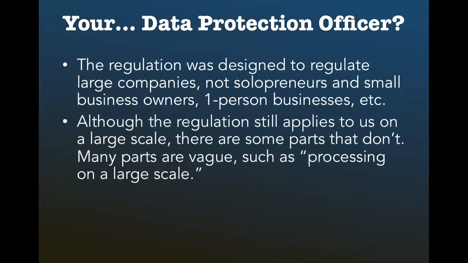So although the regulation does apply to us on a large scale, there are some parts that just don't, like the data protection officer. And many parts are vague, such as processing on a large scale, which is mentioned. Those words are mentioned verbatim in that article for the data protection officer. But that doesn't mean anything. There is no definition there. There is no refinement of what is a large scale and which data. So is it 2,000 subscribers? Is it 10,000 subscribers? Is it not email subscribers at all? So they are not clear on that. And that's a point where we're just going to have to wait for case law to come out.